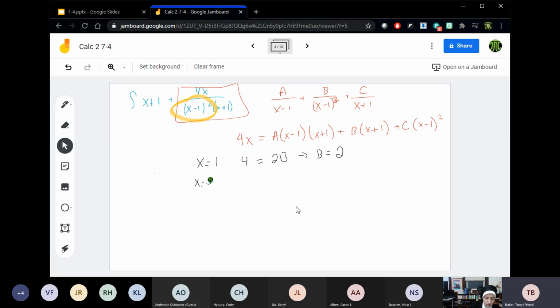If I plug in -1, the a is gone because of that one. The b is gone, so this side's -4. But I'm left with the c. So c is going to be -2 squared, which is 4. So I end up with 4c. So c equals -1.